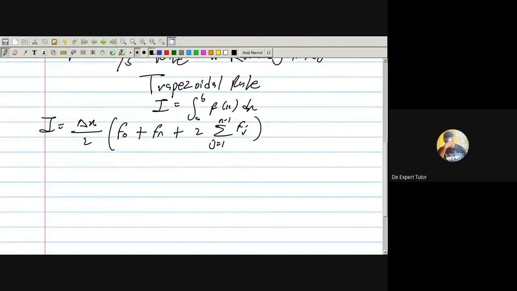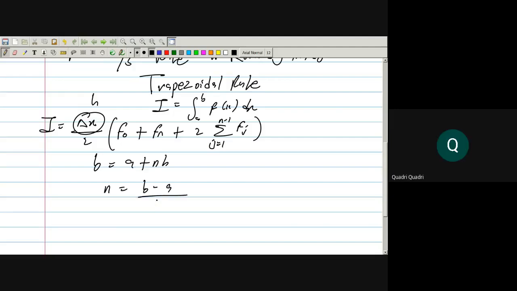Some textbooks will not use delta x. Let's talk about the width. Some of them use h there, so I might be using h for this. There's a formula that relates a, b, and h together. Take note that b is equal to a plus nh. So to find n, which is the number of intervals, it will be equal to b minus a over h.